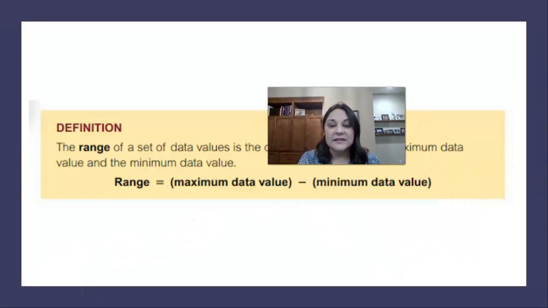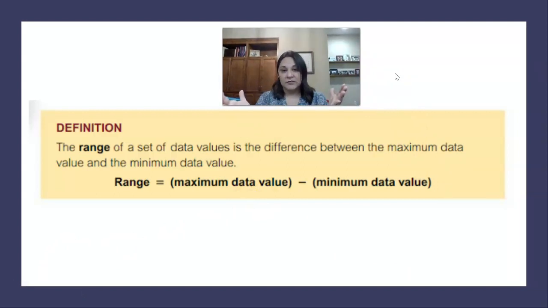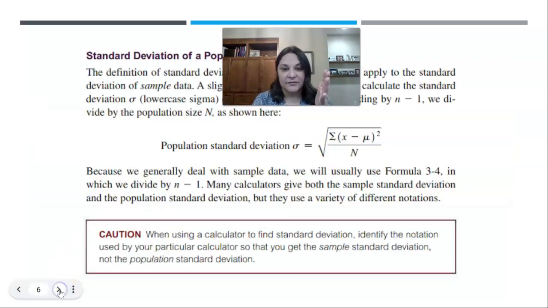So right out of the gate, range is the easiest of the 3 to calculate. To find the range of a set of data, you find the highest value, you find the lowest value, and calculate high minus low. That's the range. So if you have a percentage, it ranges anywhere from 0 to 100. Again, the easiest of the 3.